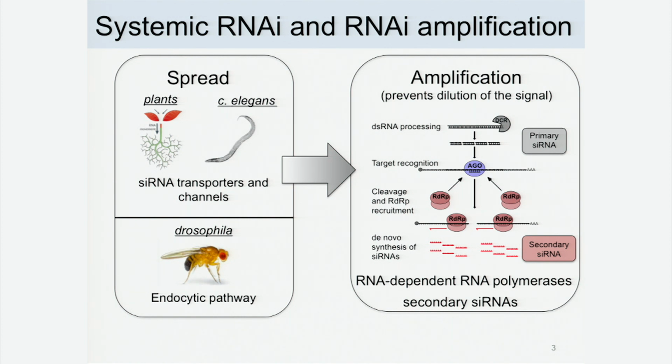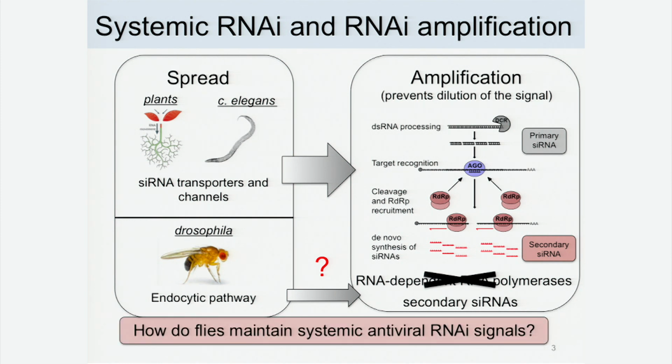which loads onto the targeted RNA and generates new sRNAs, or secondary sRNAs. In flies, we showed a few years ago that there is also spread of an efficient antiviral RNA signal through the endocytic pathway. But it's been known that there is no RDRP polymerase in insects, which raised the question of how do flies maintain these systemic antiviral RNA signals? Because if you can't make more, how do you maintain that signal? So in the absence of genetic evidence for amplification, I decided to look for the signal itself.